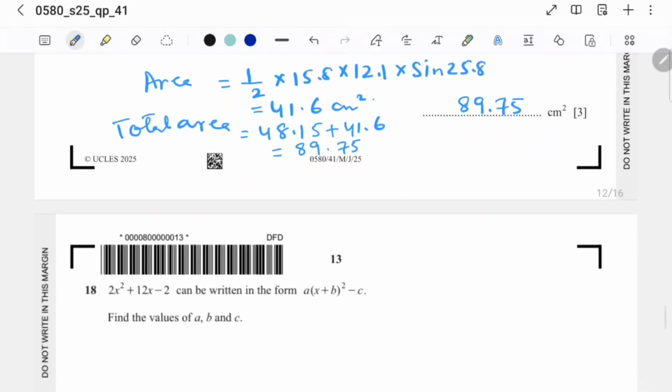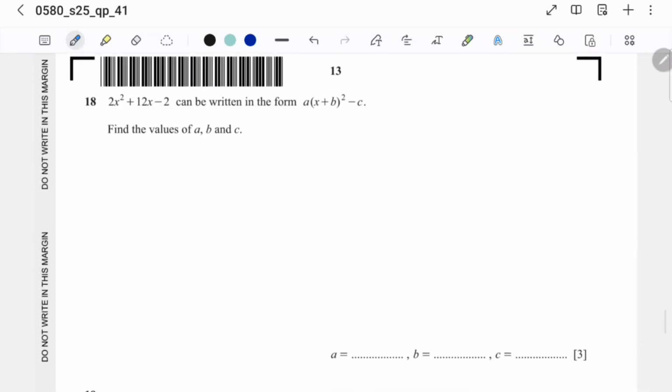Alright, now question number 18. You can see they're asking you to do the completing the square method, because this is the indication. So this is 2x squared plus 12x minus 2. We cannot do the completing square method unless we take a common factor, because the x squared coefficient must be 1. So 2 times x squared plus 6x, and then keep minus 2 like this.